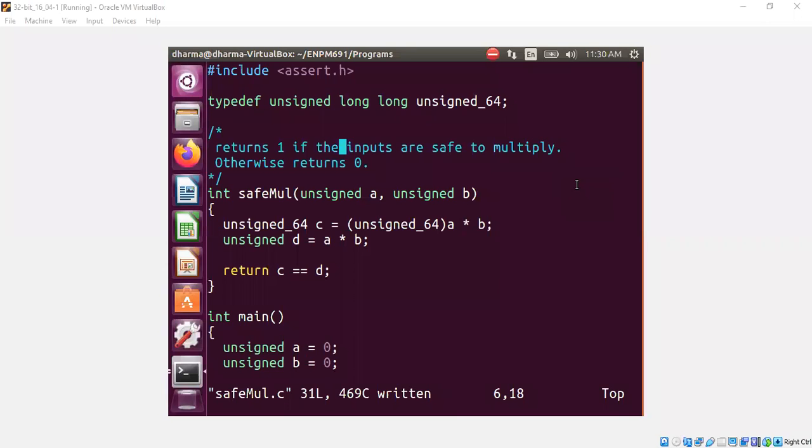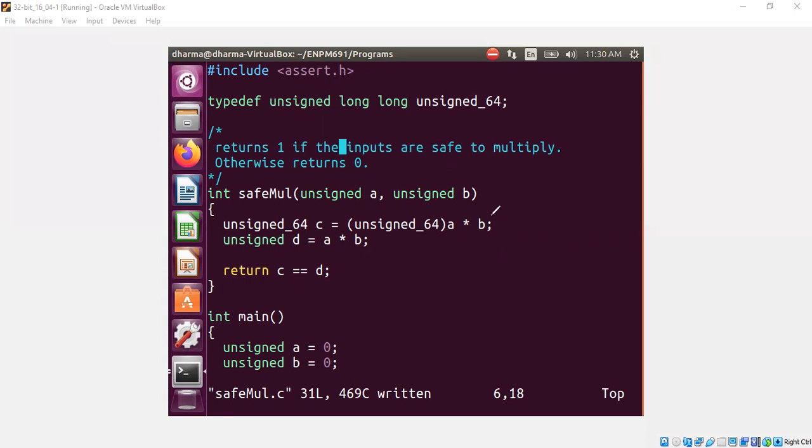Hello, welcome back. In this segment, I wanted to talk about when you multiply two numbers, how do we check whether the answer is actually safe, meaning the answer is trustable? That matters because if you multiply two numbers, the answer may not fit in the resulting memory size, right?